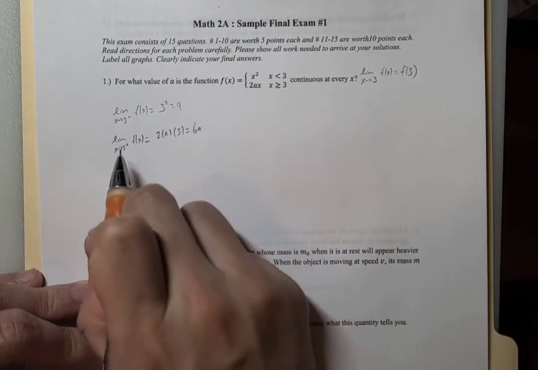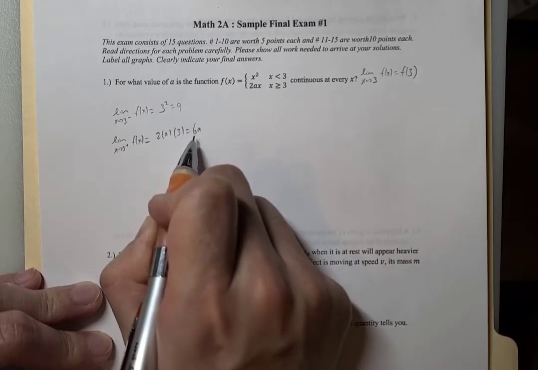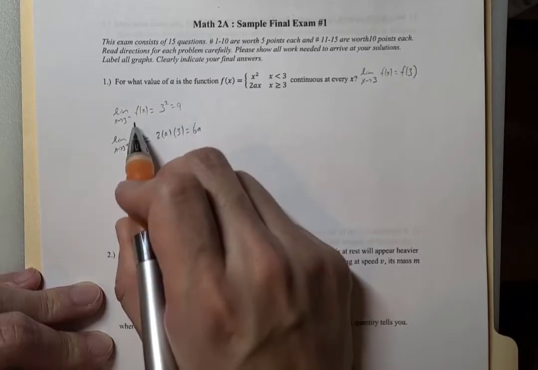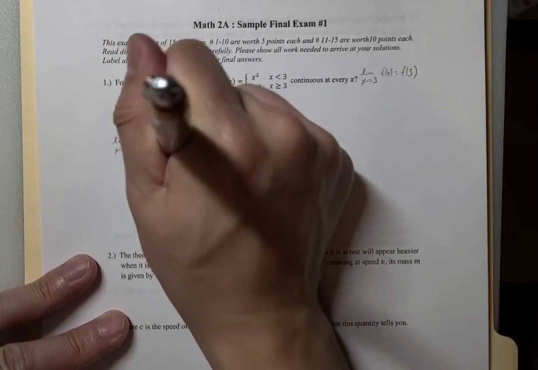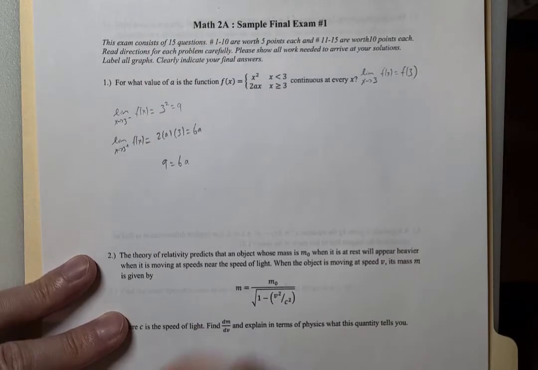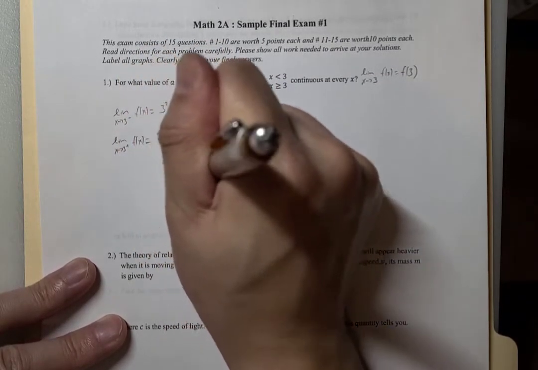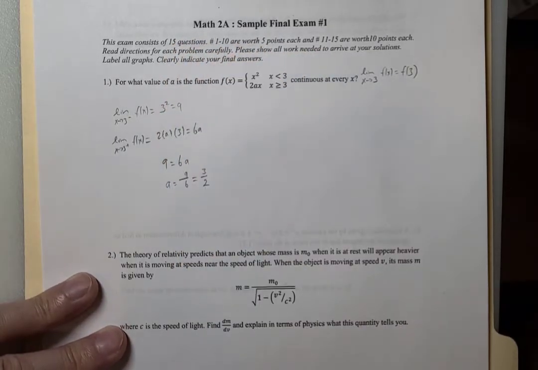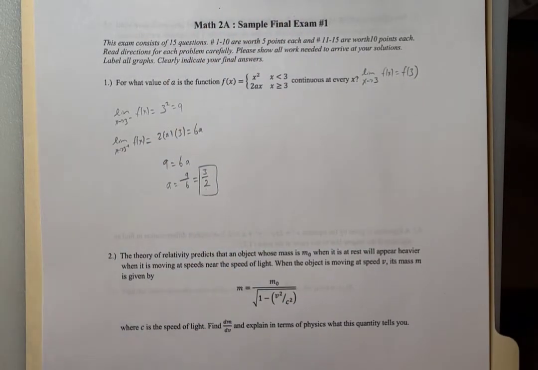We want the limit from the left to equal the limit from the right. Why do we want to do that? Well, we want this limit to exist. So that's the condition: limit from the left has to equal limit from the right. So we set 9 equal to 6a, and we simply get a is 9 over 6, which is 3 over 2. That's how we solve this one, as simple as that.